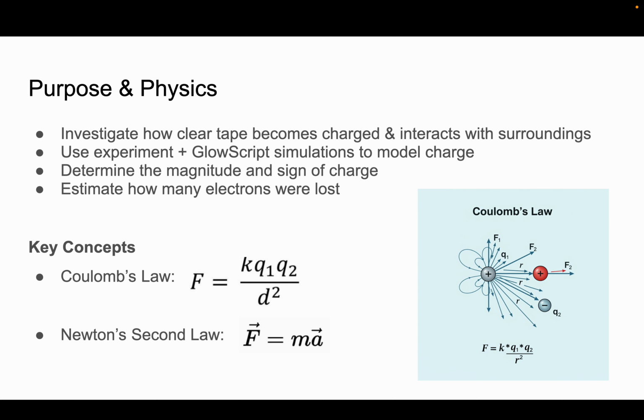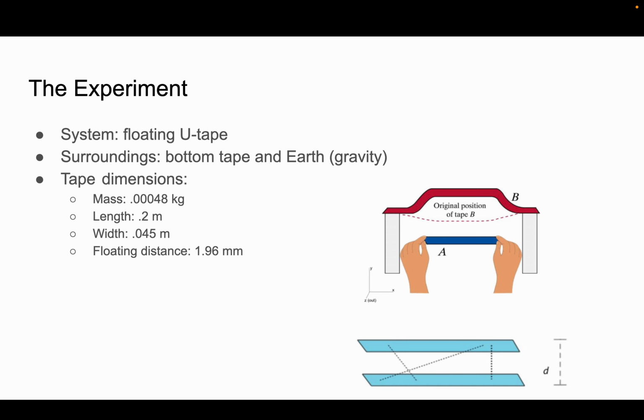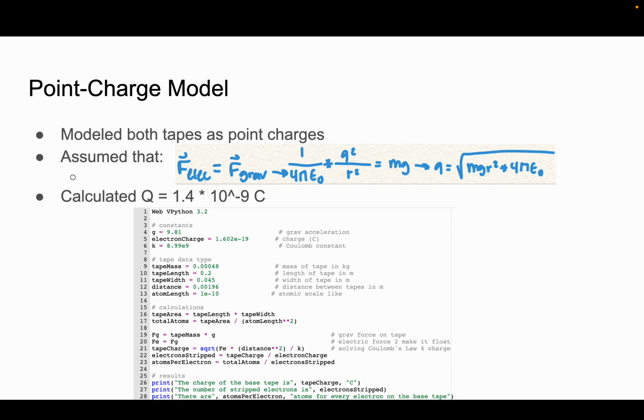I used Coulomb's law to model the electrostatic force and Newton's second law to relate that to gravity. In the experiment, I suspended one tape above another and adjusted their positions until the top tape floated, meaning the electric force matched the weight. I measured the dimensions and mass to use in my calculations.